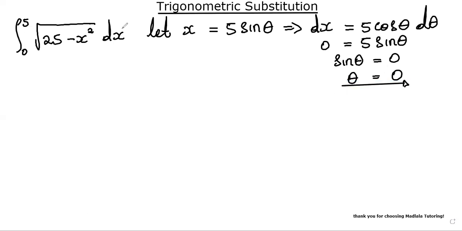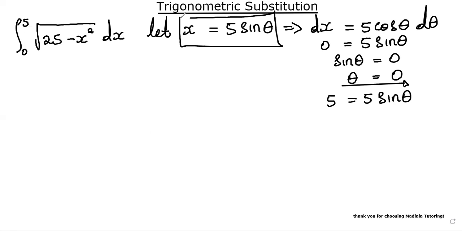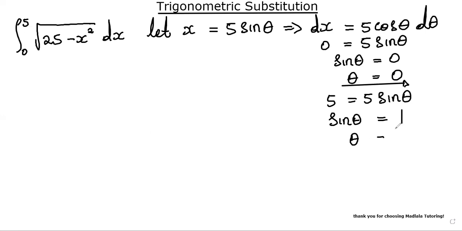Now, what about the upper limit? Well, the value of x is 5, and this is equal to 5 sine theta. Do you see that? This is where it's coming from. And so dividing both sides by 5, we find that the sine of theta is 1, and the arcsine of 1 will just be 90 degrees, pi over 2 radians. Okay, fine. So now we are ready to express this integral in terms of theta.